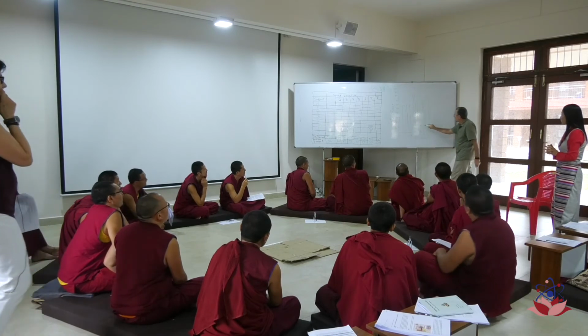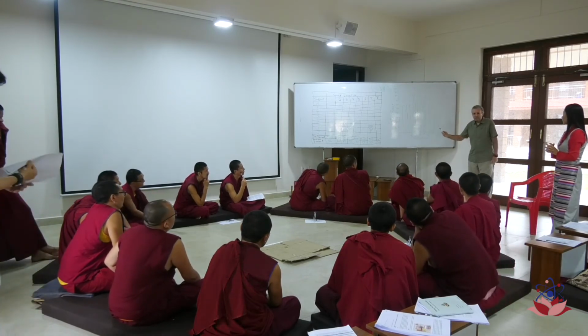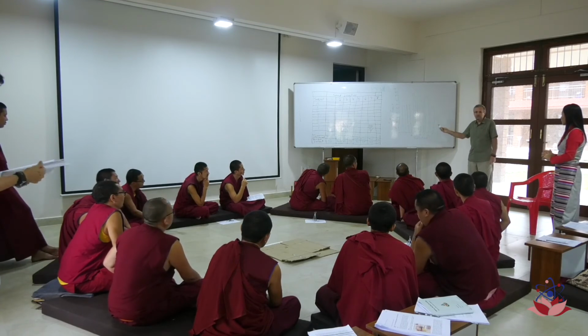So the dotted line here represents the probability that you would guess correctly.